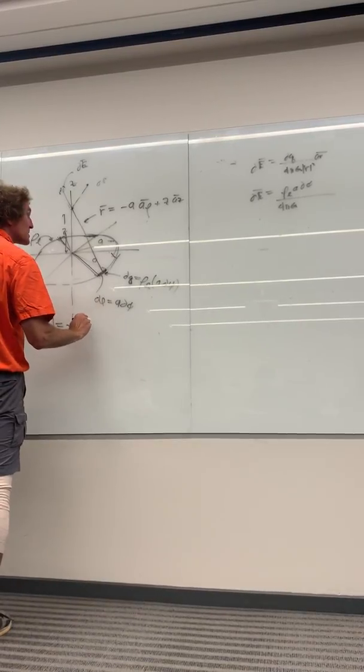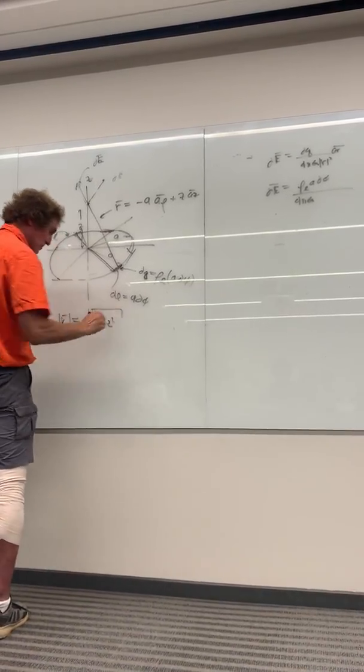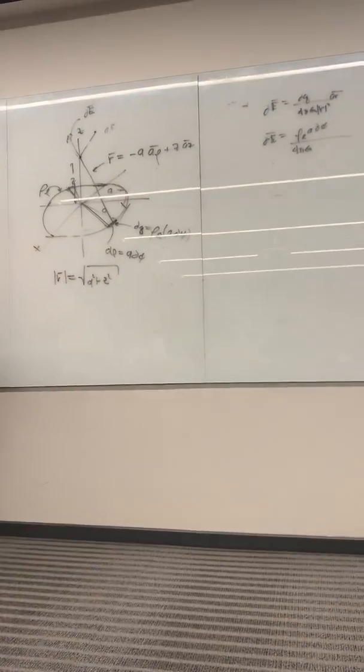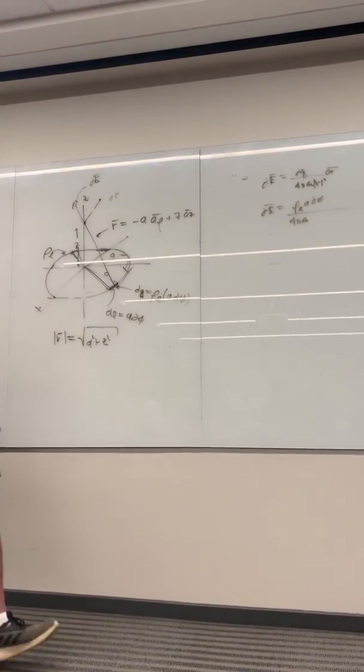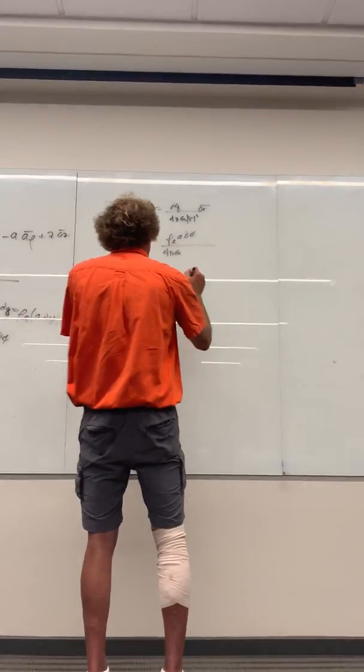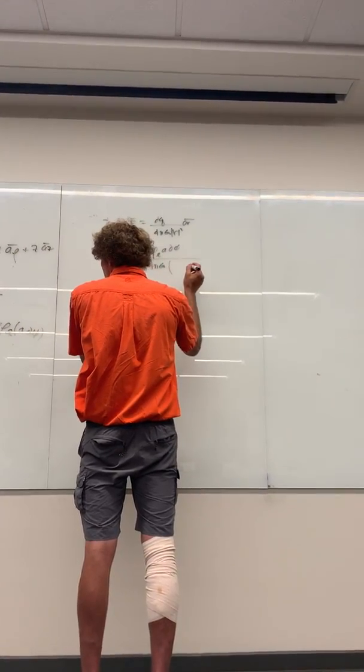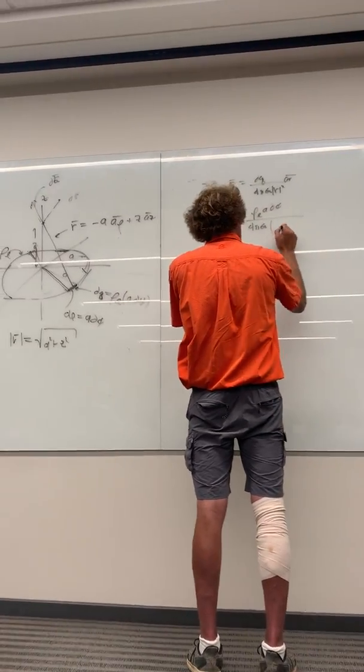A squared plus z squared, right? Isn't that right? A squared plus z squared, correct, class? All right, come over here. By squared, it's just a squared plus z squared.